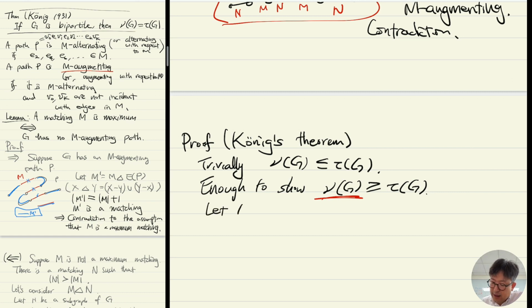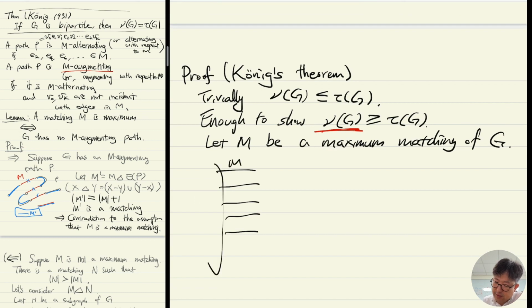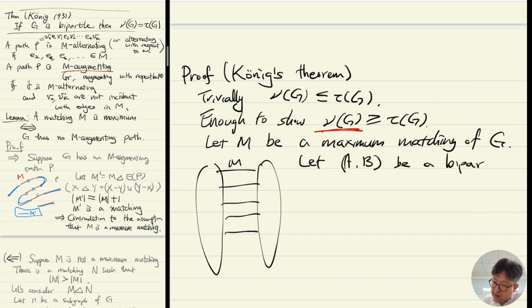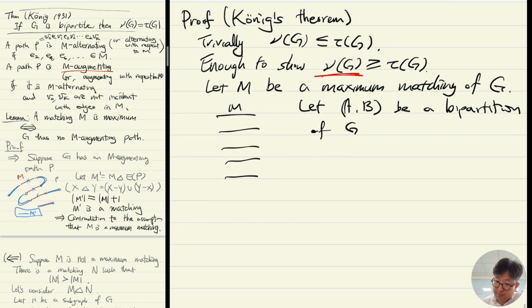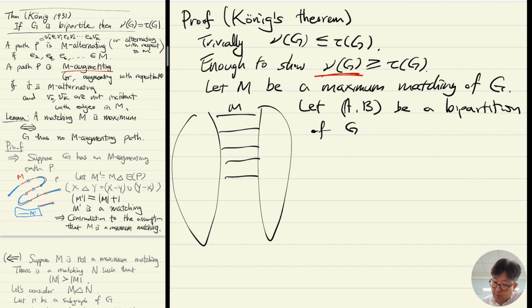Now let M be a maximum matching of G. So you have a maximum matching and the graph is bipartite. So let A, B be a bipartition of G. The graph is bipartite, so you have two parts. Okay, let me draw a bigger picture. So this side is A, this side is B. All right. Now, what we're going to do is use the fact that the graph has no M-augmenting paths.